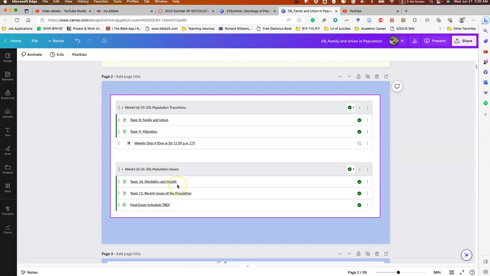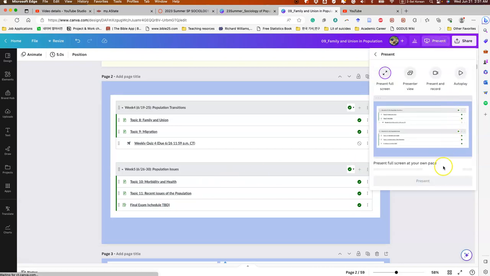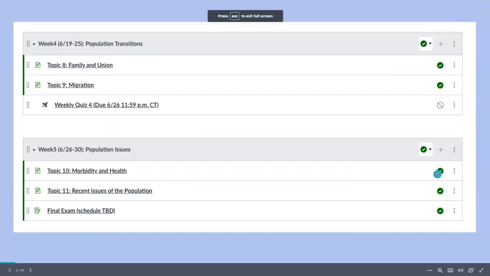After that, as we don't have a final paper or other writing, the final exam will be the last assignment. I planned to have one extra credit assignment, which will also be posted within this week so that you can have a better sense of that assignment.